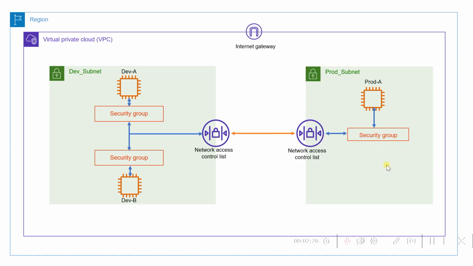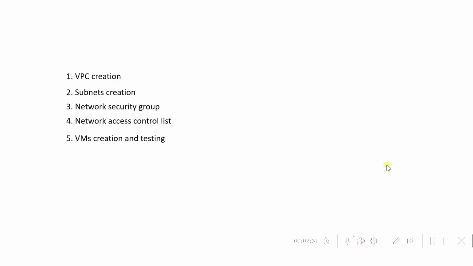So this is our overall lab, guys. For this, we are going to follow these steps. First we'll create the VPC, then subnets, then network security group and network access control list, then VM creation and testing. This is our overall lab today.